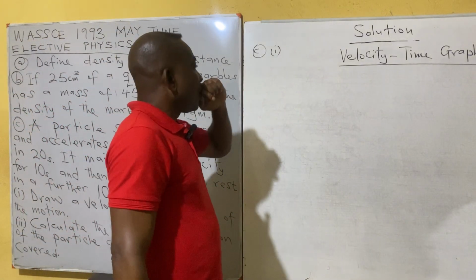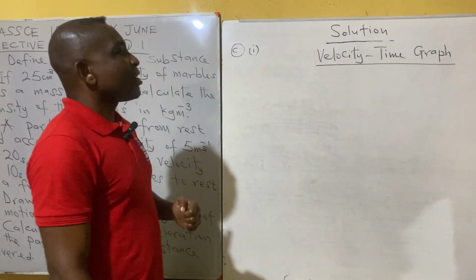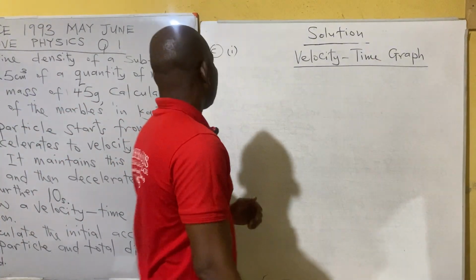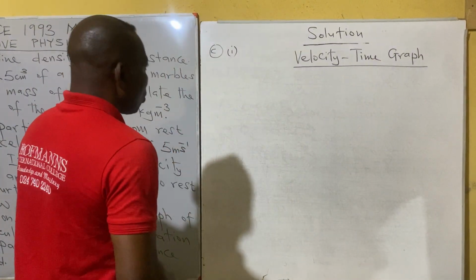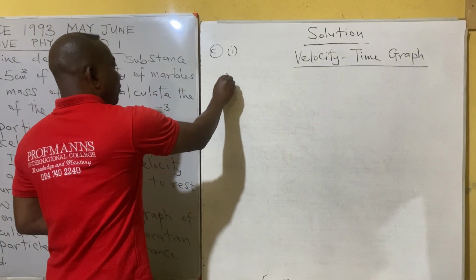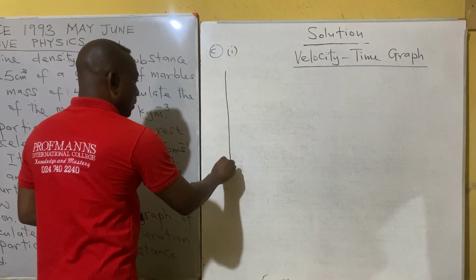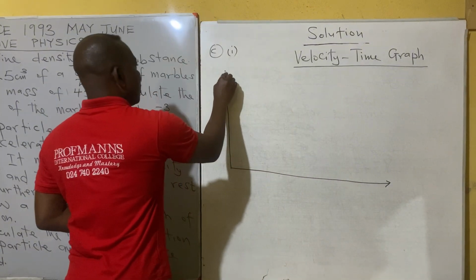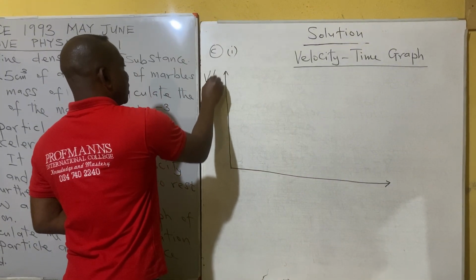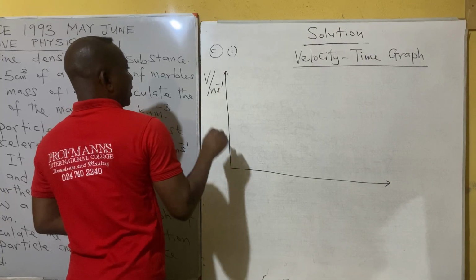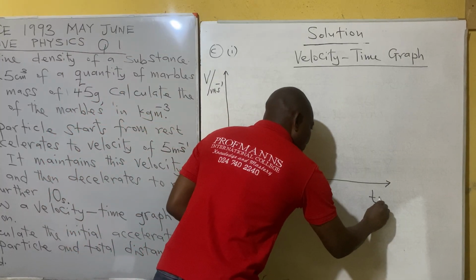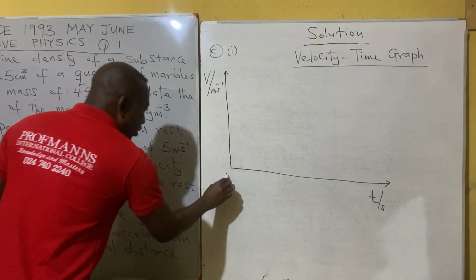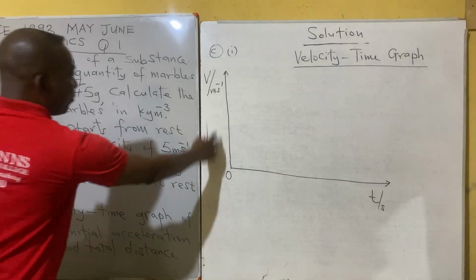Okay, so solution. This is velocity time graph. Every graph has a title, so you have to write velocity time graph, then you underline. So now for the velocity time graph, we have the velocity on the vertical axis and then the time on the horizontal. So this is velocity, that is meter per second, and this is time, we have it in seconds. Okay, and we are told that this is the origin 0, 0, time 0, velocity 0.